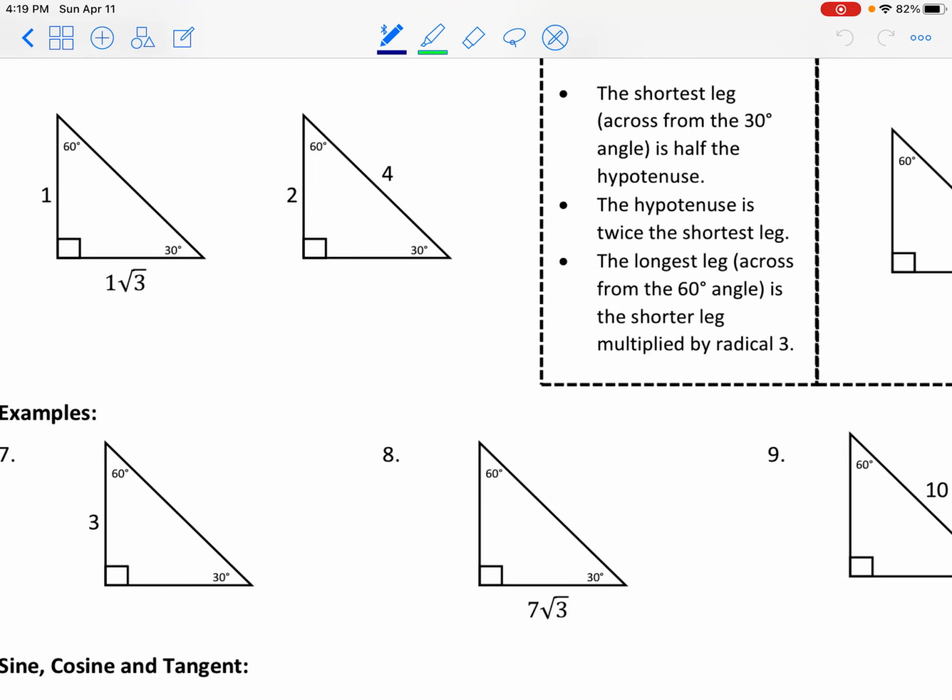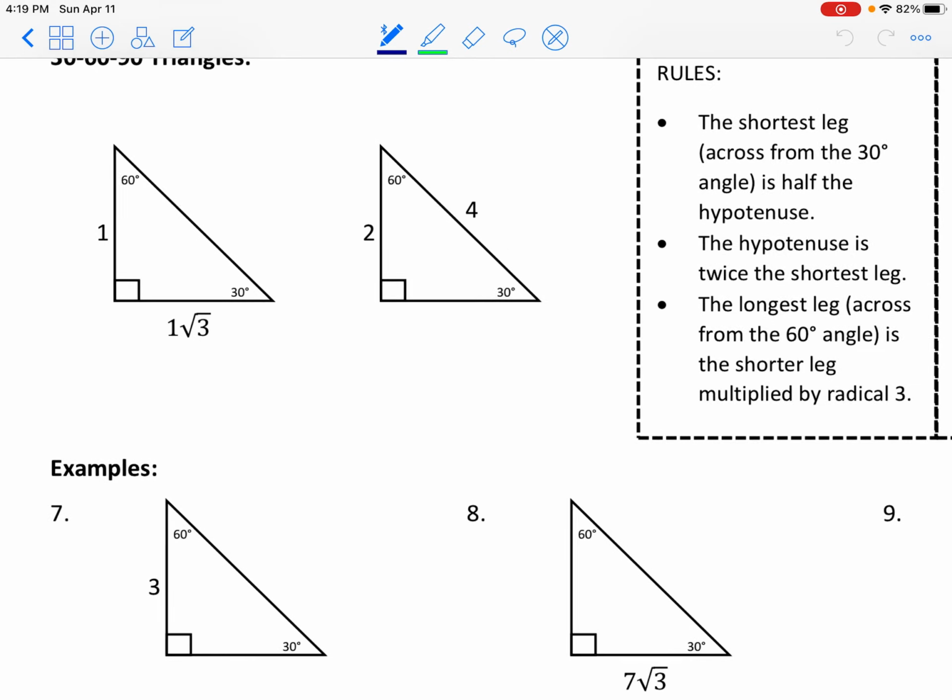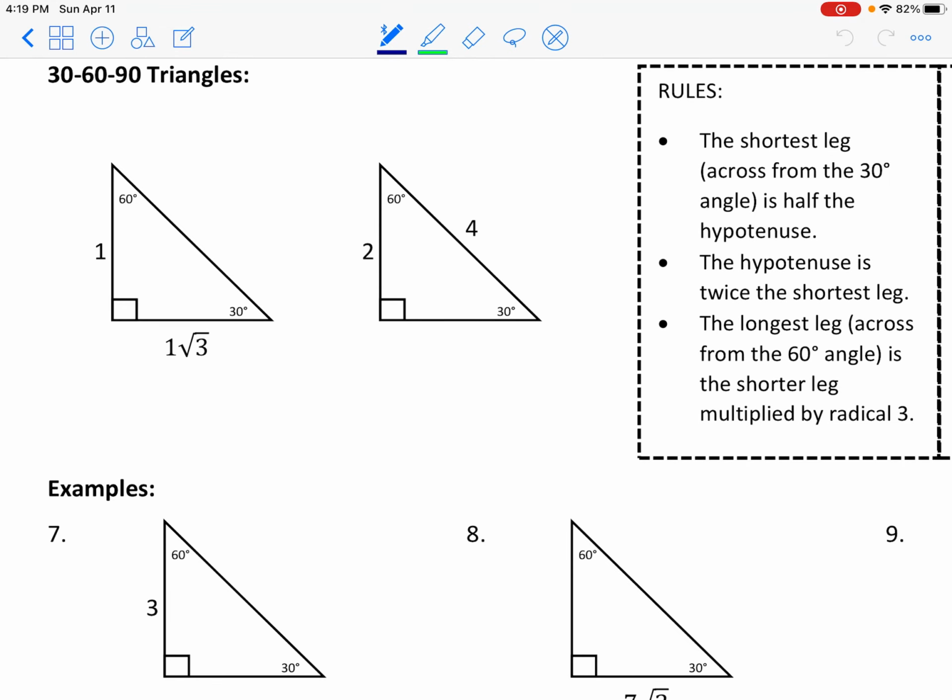Another one is our 30-60-90. Now, this pattern is not as easy, but still helpful to know. So I started out by giving you two sides here. If I used the Pythagorean theorem, I could say 1 squared and radical 3 squared is equal to c squared. So 1 squared is 1, and radical 3 squared is going to be 3.